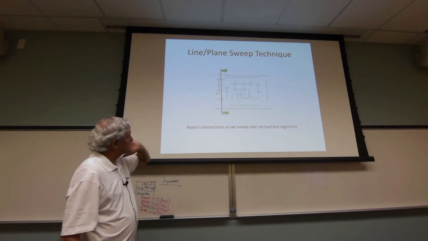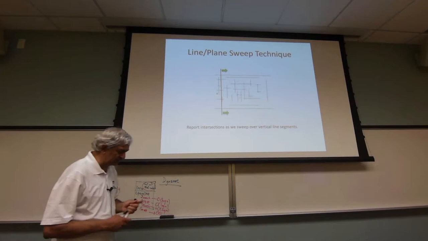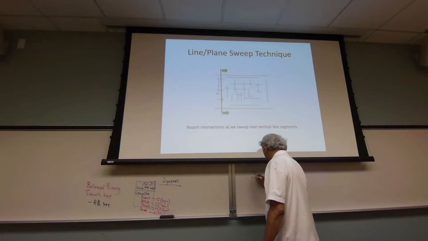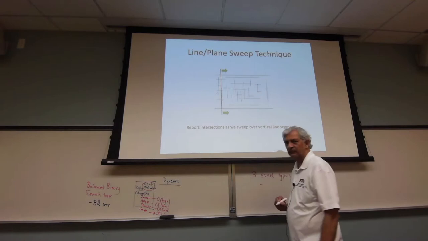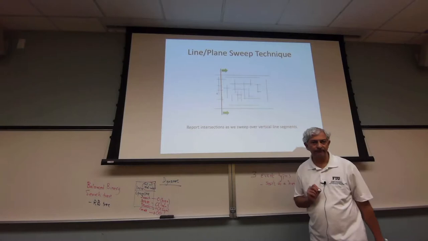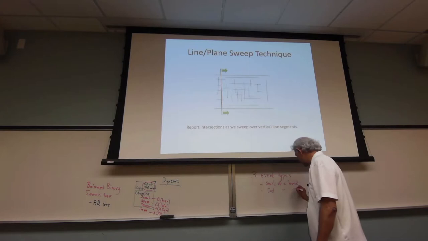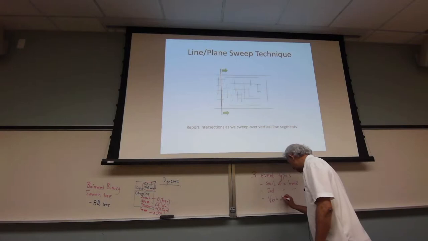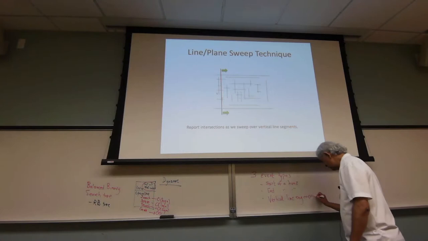So we're going to sweep this vertical line, and you'll see that the vertical line encounters three types of events. Three event types. It may encounter the start of a horizontal line, it may encounter the end of a horizontal line, or it may encounter a vertical line segment. So this is what I mean by an event-based approach to solving the problem.